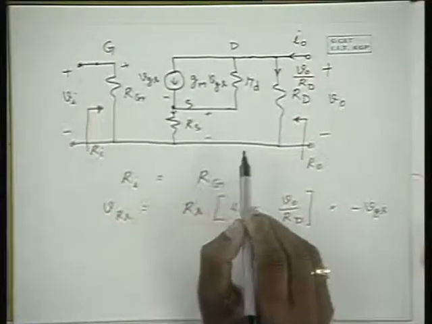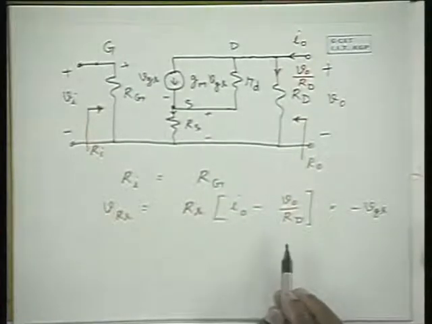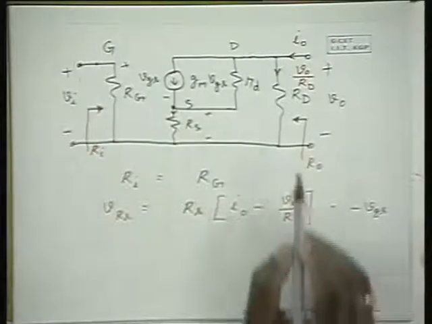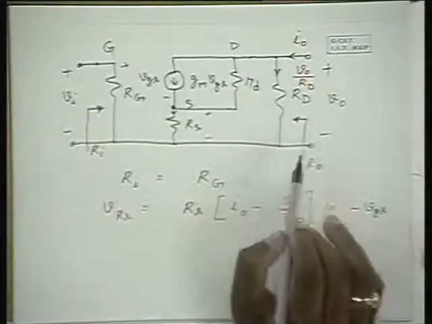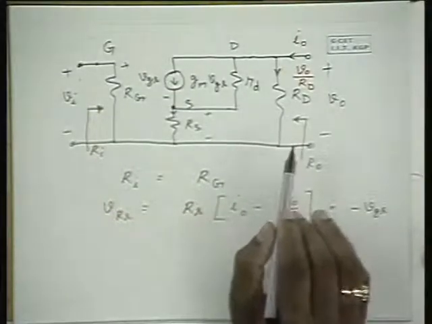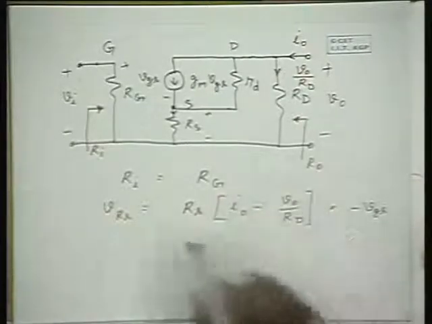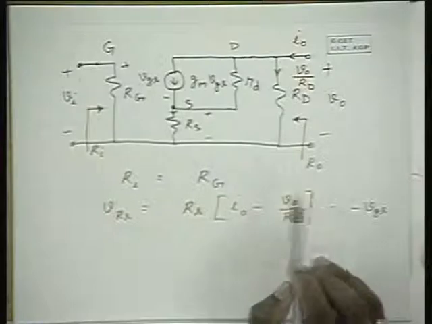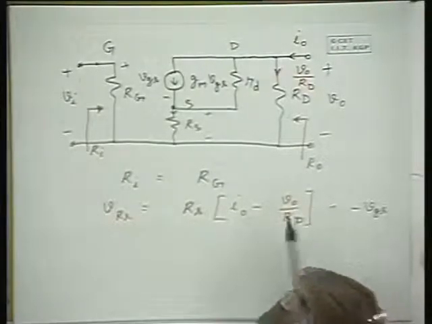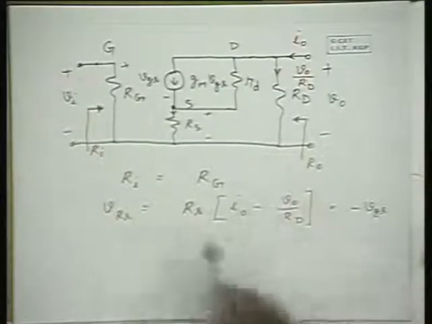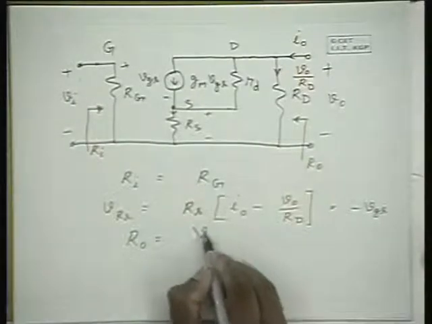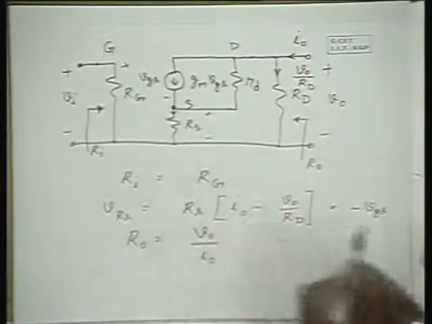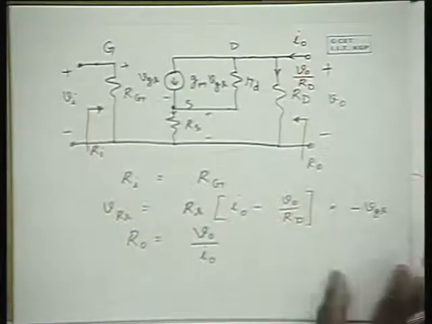Then you will find this as approximately equal to the parallel combination of rd and capital RD, but the accurate expression is different from this, and I am leaving this for you to analyze and then complete as homework. So please complete this analysis and find out Ro. Ro is equal to Vo by Io. So solve these equations and then find out this. Now voltage gain.